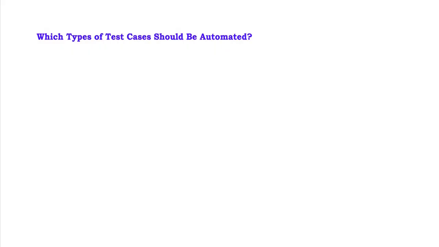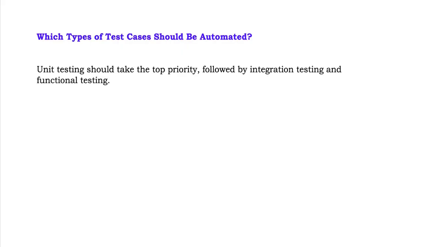The next question that arises is, which type of test cases should be automated? We saw when to automate and what things you need to consider to pick. Next, which types of test cases need to be automated? Not all the test cases are eligible for automation. First, unit testing should take the top priority, followed by integration testing and functional testing. Unit testing is most of the time written by developers, so we do not have to worry much about it.